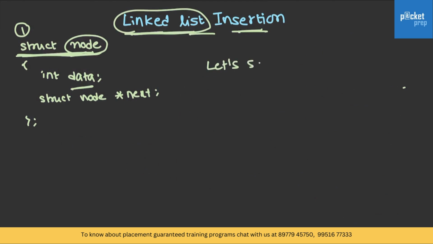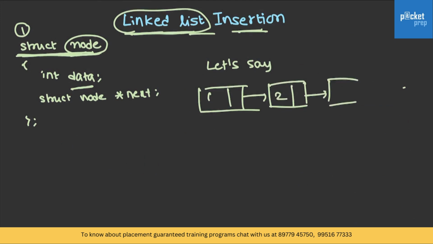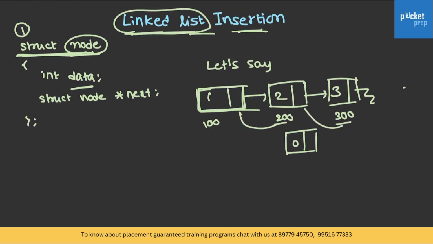Let's say I have made a linked list and it is having these nodes 1, 2 and 3, and it is pointing to null. Now if I want to insert 0 in this and I want to insert it at the beginning, we know that each and every node is having a memory location. Let's say this is at 100, this is at 200 and this is at 300. These memory locations will be stored at respective positions. Now 0 has to be inserted here. For that, I just need to do one thing. I need to store this address at this location, and I need to make this the head pointer.